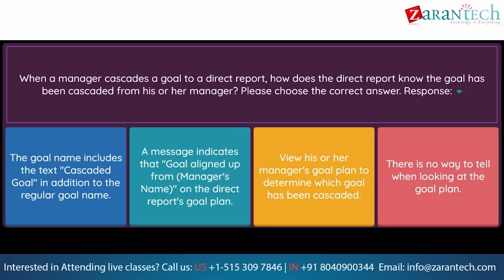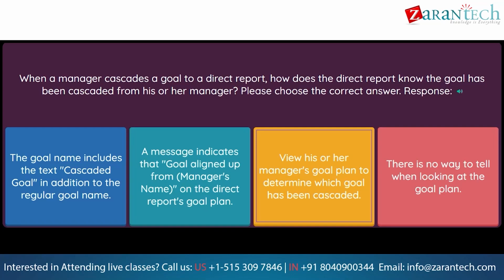Question: when a manager cascades a goal to a direct report, how does the direct report know the goal has been cascaded from his or her manager? Please choose the correct answer. Response: Option 1, the goal name includes the text cascaded goal in addition to the regular goal name. Option 2, a message indicates that goal aligned up from manager and #39's name on the direct report and #39's goal plan. Option 3, view his or her manager and #39's goal plan to determine which goal has been cascaded. Option 4, there is no way to tell when looking at the goal plan.